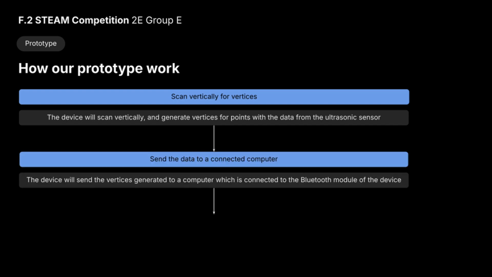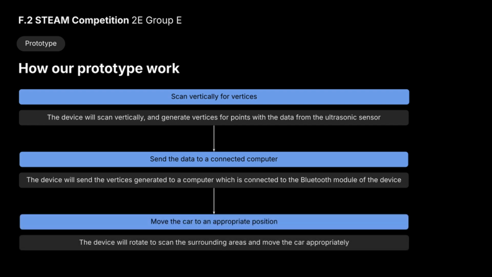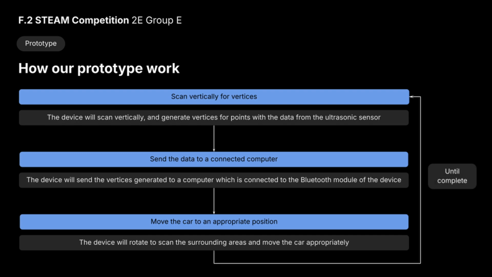First, the device will scan vertically and generate vertices for points with the data from the ultrasonic sensor mounted on the device. Then the device will send the data over Bluetooth to a computer which is connected to the Bluetooth module of the device. Then the car will move to an appropriate position by first rotating the device to scan the surrounding areas, then moving the car appropriately. The above process will be repeated until completion of the generation of a 3D representation of the environment.